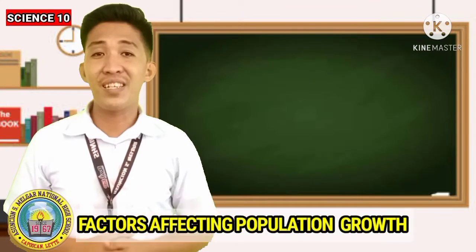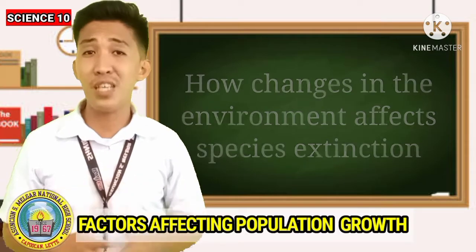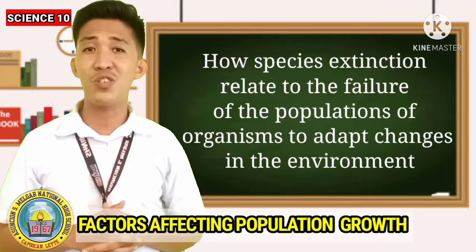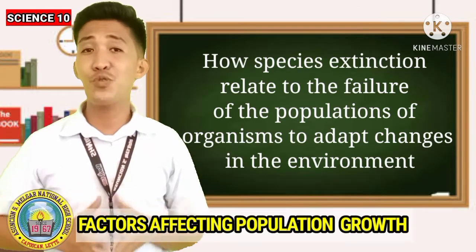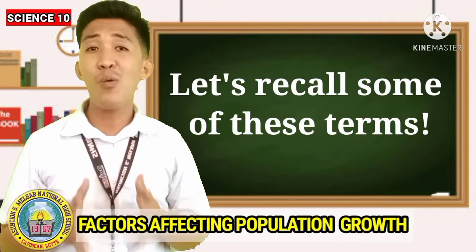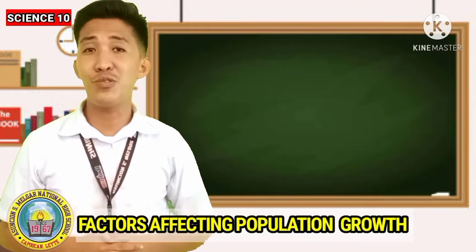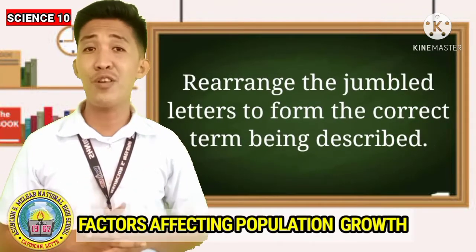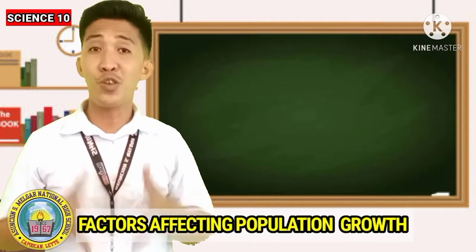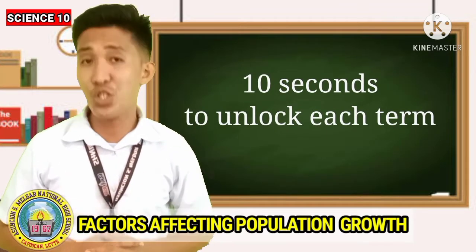In grade 9, you've learned how changes in the environment affect species extinction and how species extinction relates to the failure of populations of organisms to adapt to changes in the environment. To recall some of these terms, I will be giving you descriptions of the terms, and all you need to do is rearrange the jumbled letters to form the correct term being described. You are only given 10 seconds to unlock each term.